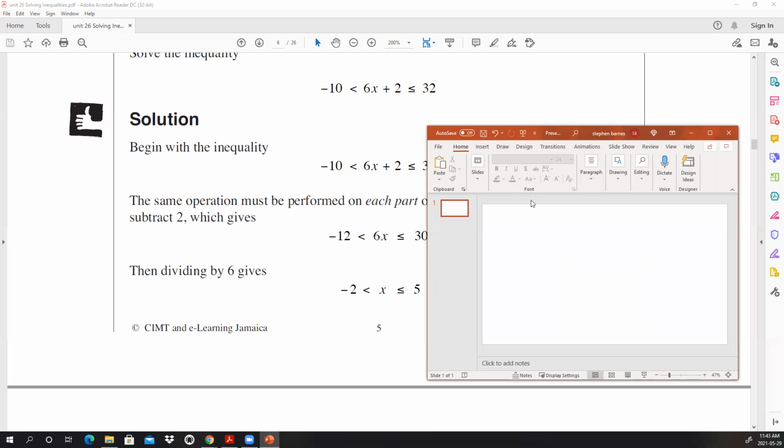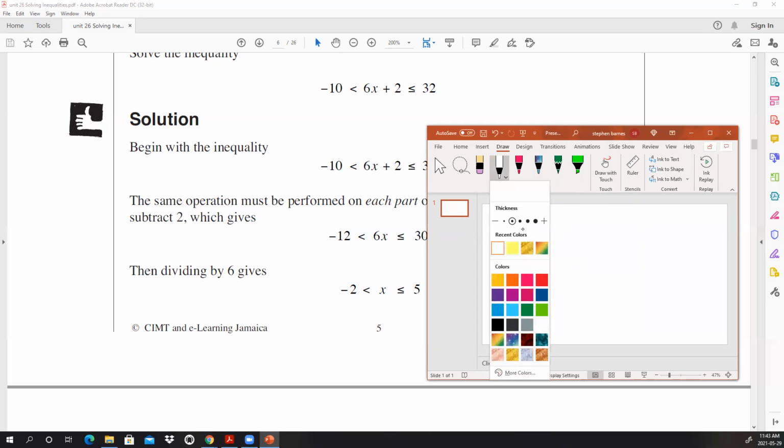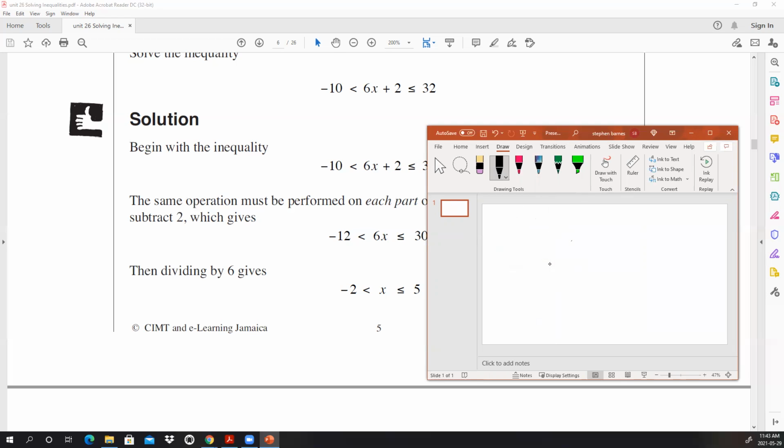So let's start with the question. Let me see, the drawing tool, so black. All right. So minus 10 less than 6x plus 2 less than or equal to 32. You guys can see the screen, right? Hopefully. Yes, I'm seeing it.